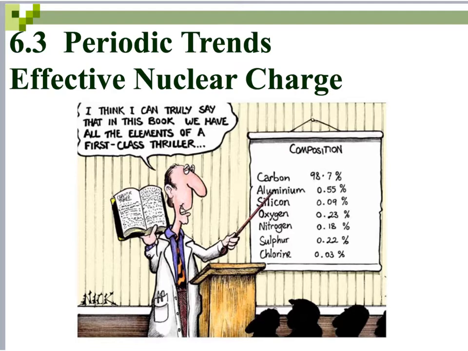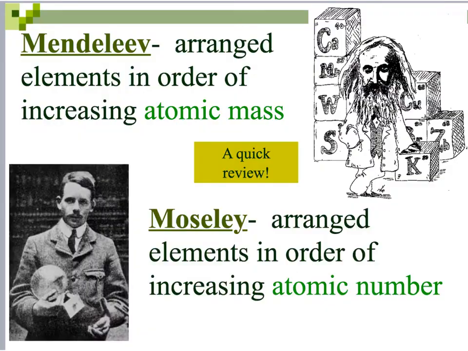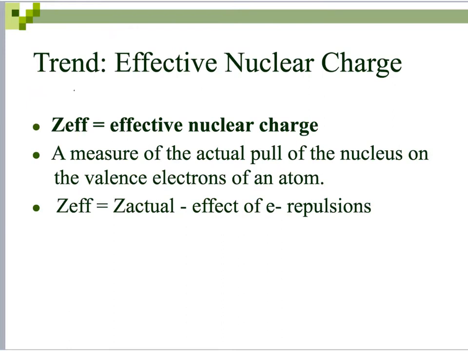So first thing we're going to talk about is Zeff, but before we do that, let's remind you guys that the periodic tables were developed predominantly by two men. The first one, Mendeleev, atomic mass, and Moseley, giving us our modern day periodic table arranged by atomic number. Now, arranged by atomic number brings us to the effective nuclear charge, or Zeff.